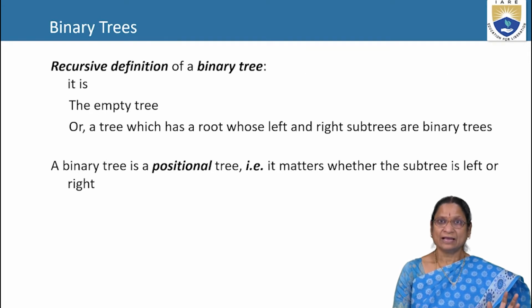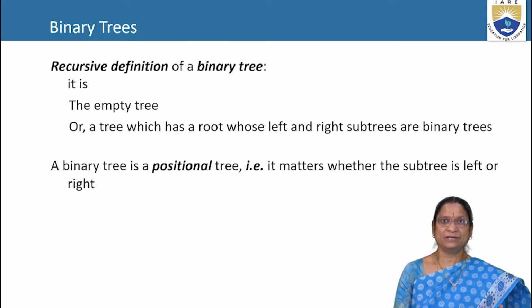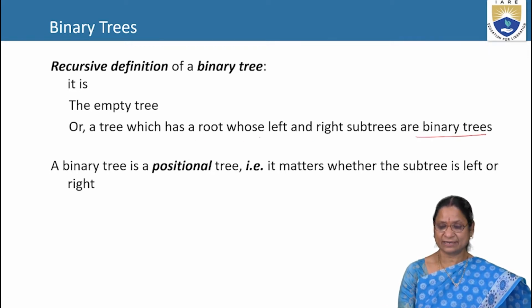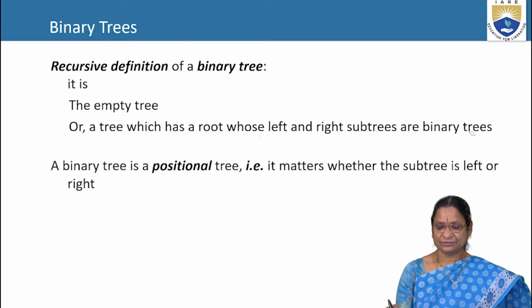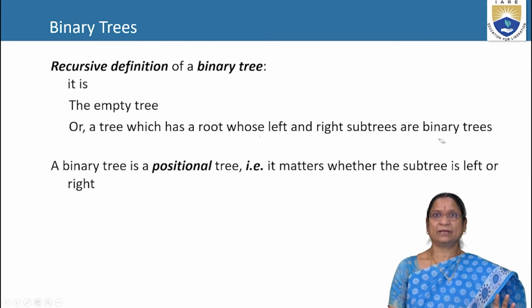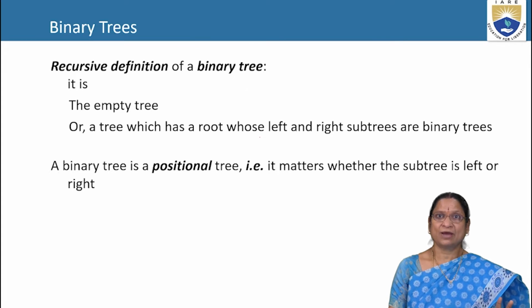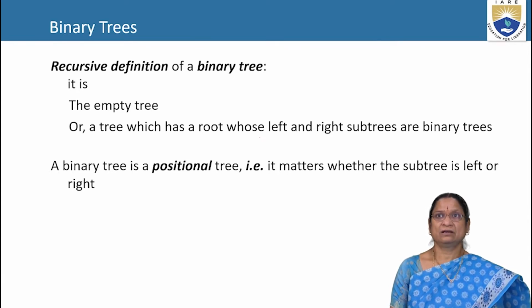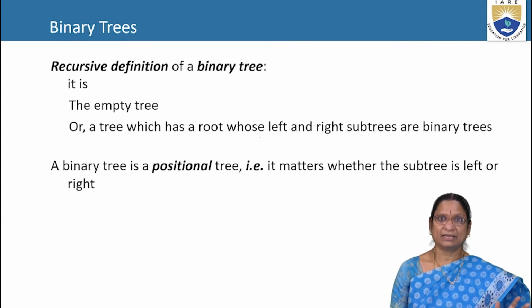As we defined a tree recursively, a recursive definition of a binary tree can be given as follows: it is an empty tree or a tree which has a root whose left and right subtrees are again binary trees. So here we have a specific value for our subtrees, and whose children are the left and right subtrees that are again binary trees, we call it a binary tree.